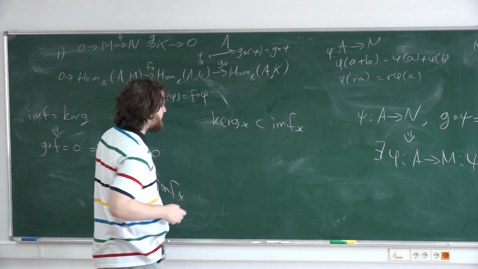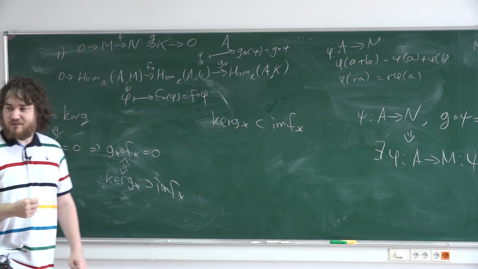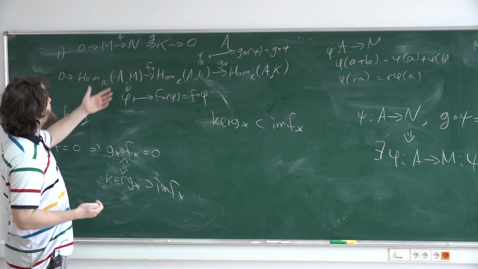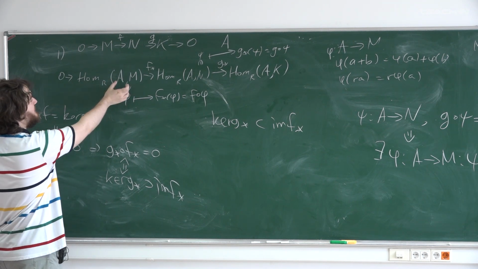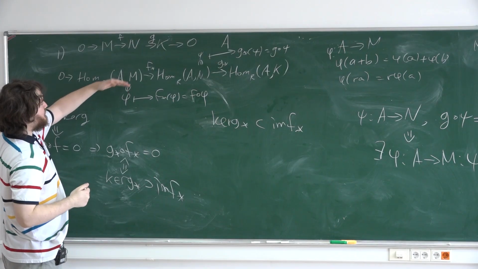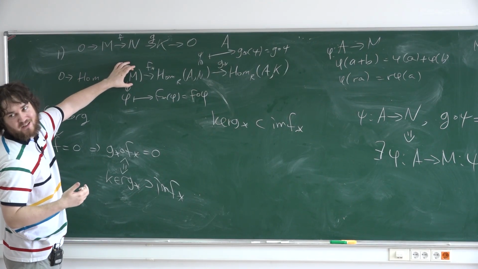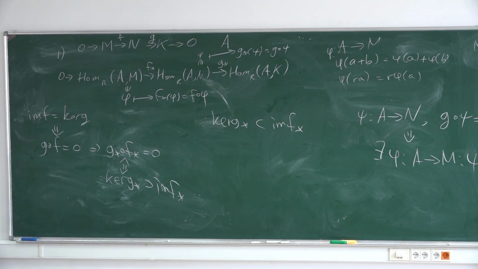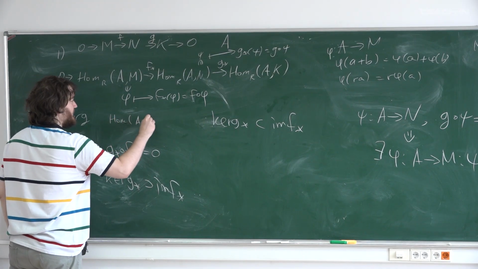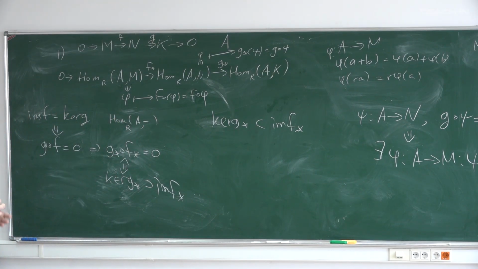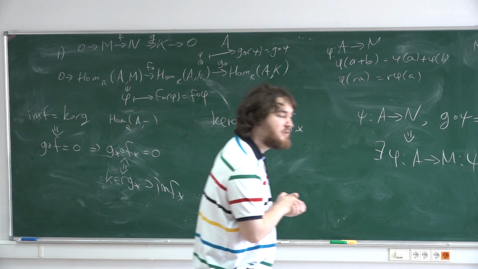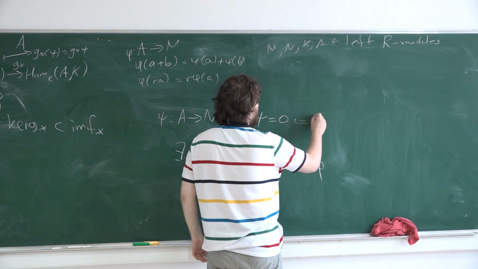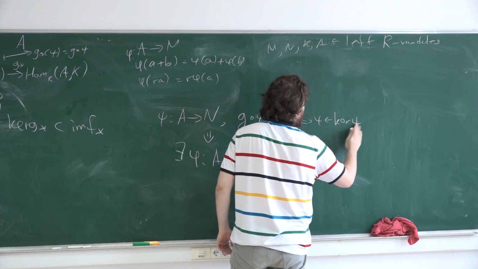Can you see the F star and G star functors, right? F star and G star are just induced homomorphisms. It's because Hom is a functor. Hom from something fixed to something is a functor in the second variable. This is a covariant functor, Hom from A to something. And this is how you wrote G psi equal to 0. It means that psi is in the kernel of G star.